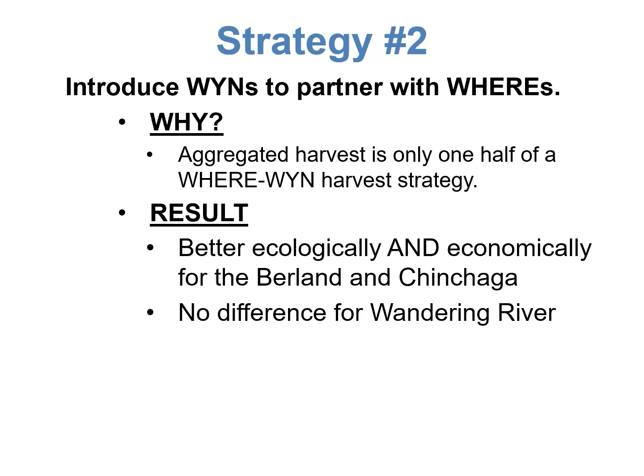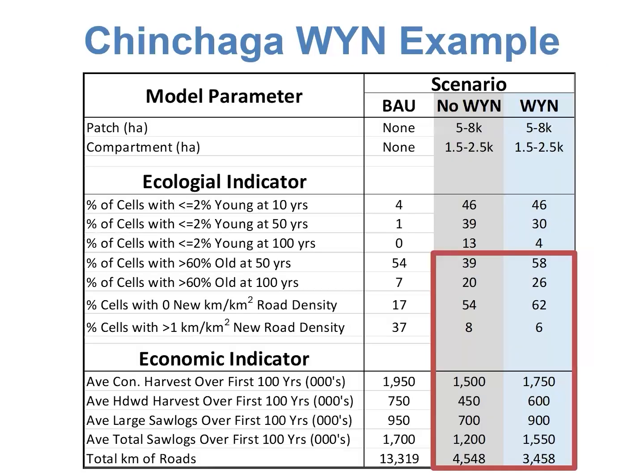And I'll show you some of that. So actually, the results were better for both ecologically and economically, and not so much for Wandering River. And here's what that looks like in terms of that chart again. So what we're comparing here is exactly the same scenario for Chinchaga, without a WYN in the gray, and then with the WYN in the blue on the right-hand side.